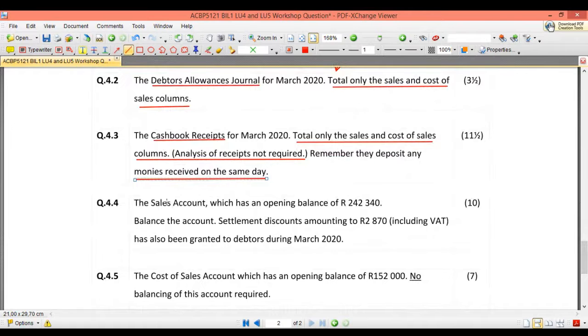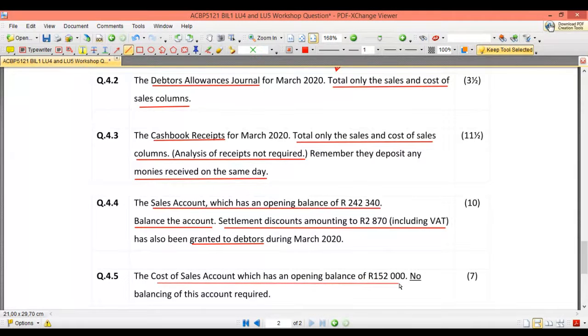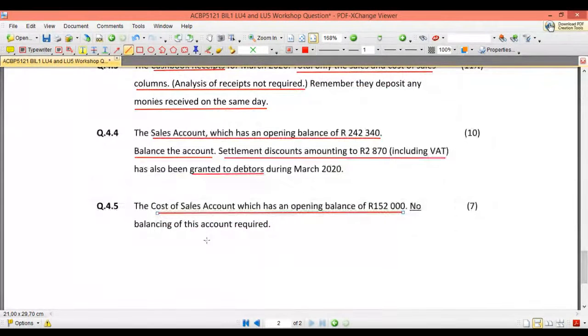In question 4, the sales account, which has an opening balance of 242,340, they want you to balance the account, and settlement discounts amounting to 2,870, including VAT, have been granted. So we still need to take that into account as well. And then your cost of sales has an opening balance of 152,000, and no balancing of this account is required. So we only have to complete it, we do not have to balance it. We only have to balance the sales account. Okay, so this is what is required from us.